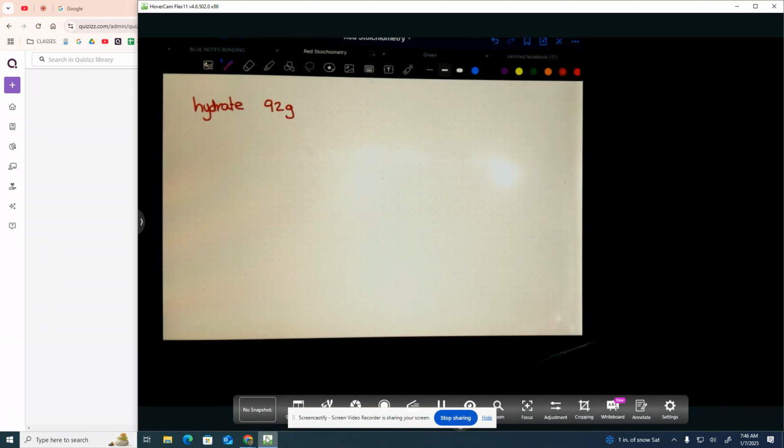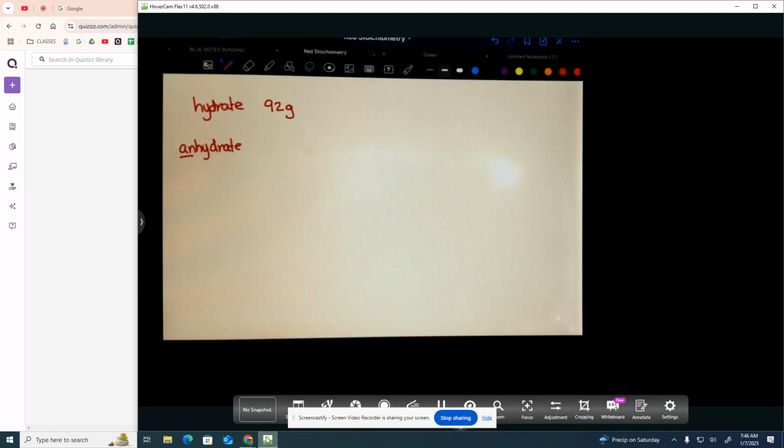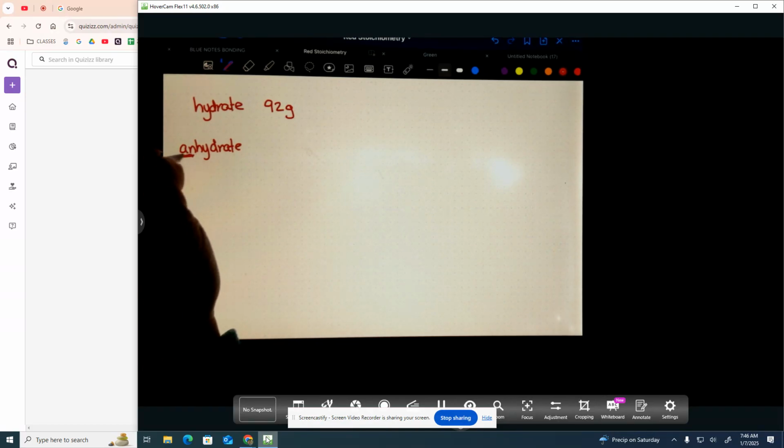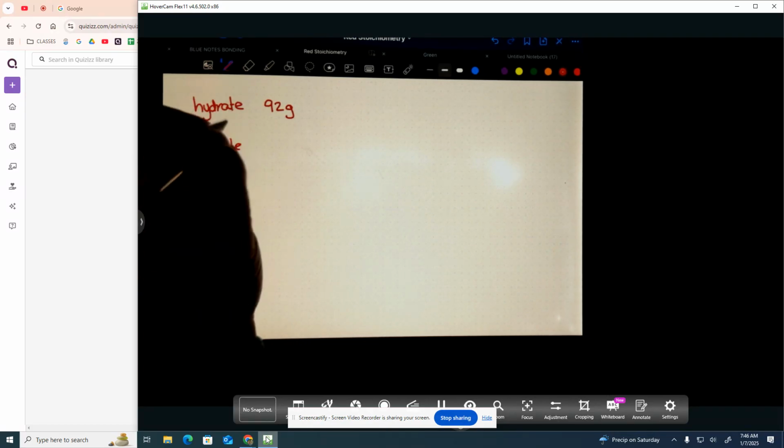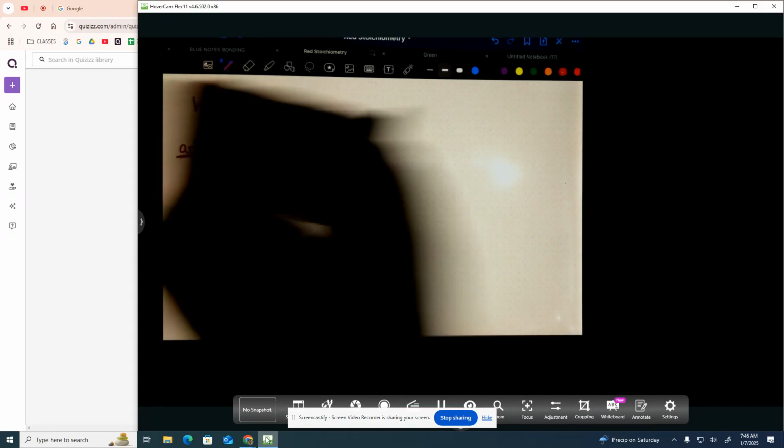And so when you heat that hydrate up, it is going to become what we call an anhydrate. What do you think an anhydrate means? No water. An means without. Okay? So anhydrate without water. And I tell you that that sucker weighs 58.88 grams.